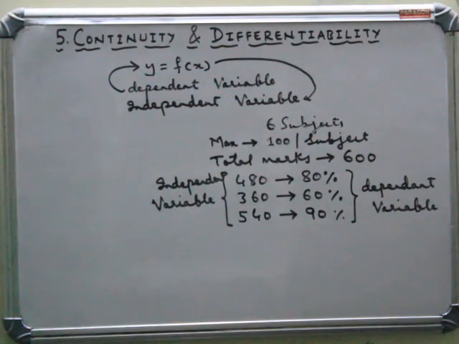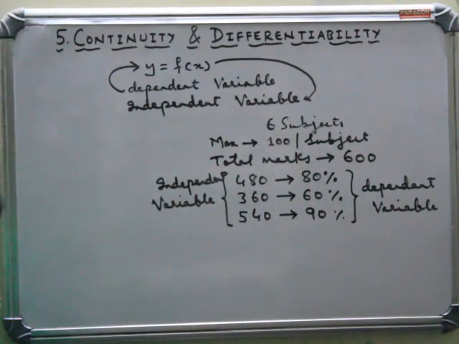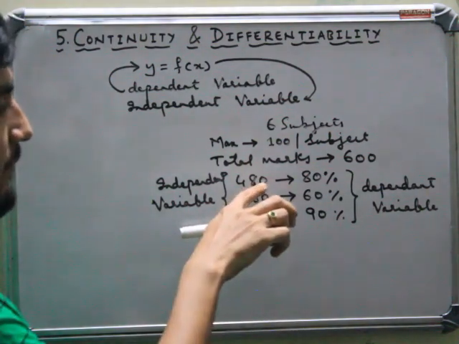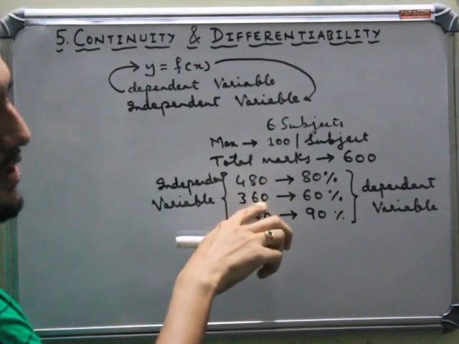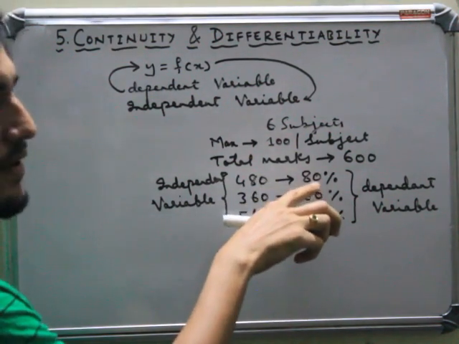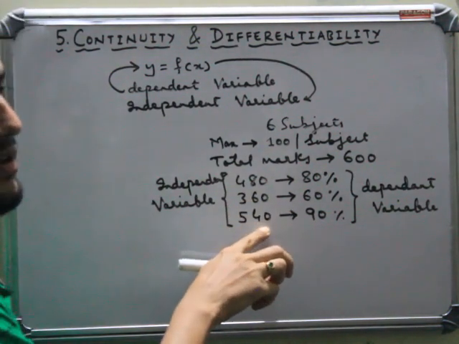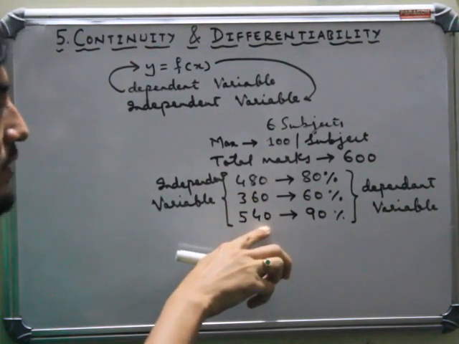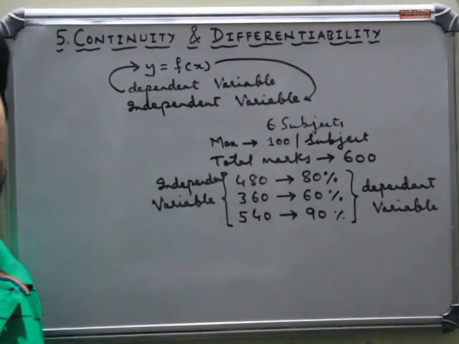Now let us understand the concept of differentiation. Now observe these values. 480. From 480 what happened? Your marks were reduced to 360. There is a difference in marks and hence there is a difference in percentage. Here from 360 I have written 540. Now your marks have increased. So obviously your percentage will also increase.